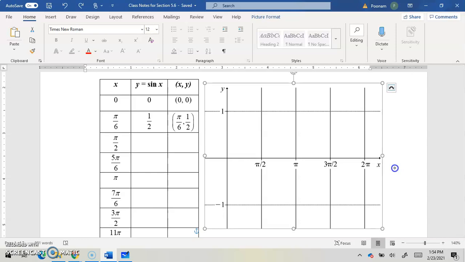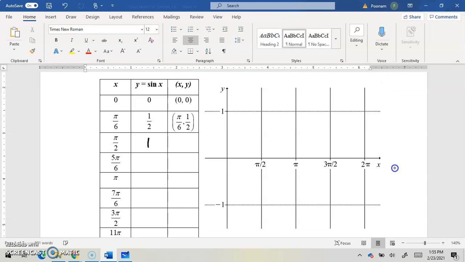At x equals 0, sine of 0 is 0, so the point will be (0, 0). Reminder, x values here are all in radians. At pi by 6, that is 30 degrees, sine of pi by 6 is half. So the point is (pi by 6, half). At pi by 2, sine is 1. So the point will be (pi by 2, 1). That will be the point we will plot in the grid.